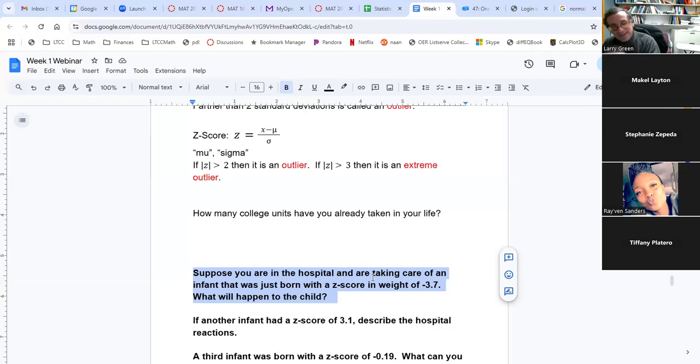So let's suppose that you're in the hospital, you're working delivering babies, and a baby was just born, and the z-score for the weight of the baby was negative 3.7. What will happen to the child? Any thoughts? Any thoughts? What's going to happen to that child if the weight of that baby is negative 3.7? Put in the chat box your ideas.